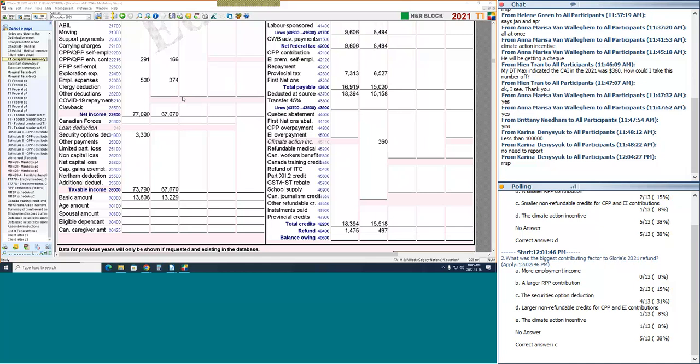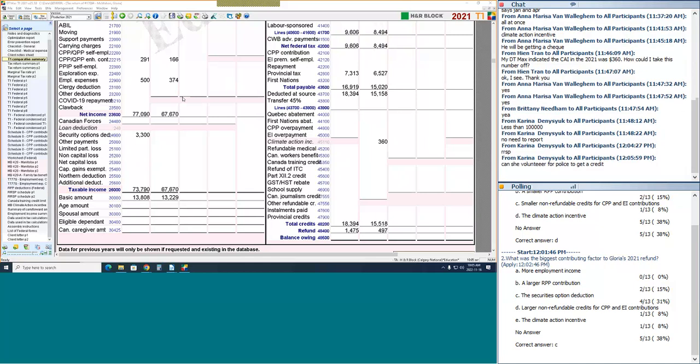Okay. Good. Let's take a break there. Oh, wait. Can she volunteer for police to get a credit? She could volunteer for search and rescue, but she'd have to do at least 200 hours. And I don't know if she has the time or inclination or skills for that. But if it's something she's interested in or she's already doing on a small scale, she can increase that.